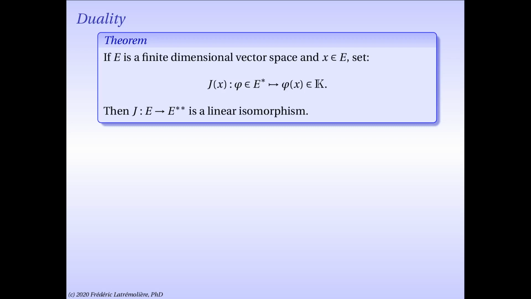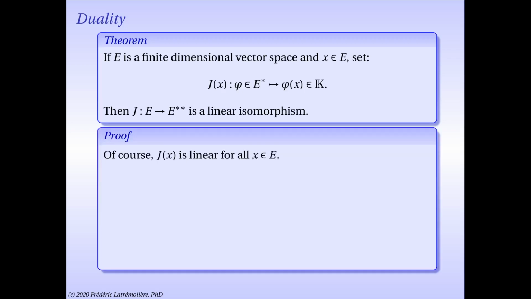And thus we have actually defined a map J, which goes from the vector space E to the bidual of E. And the claim of this theorem is that this map is actually a linear isomorphism. It is obvious that for a fixed x in the vector space E, J of x is linear.